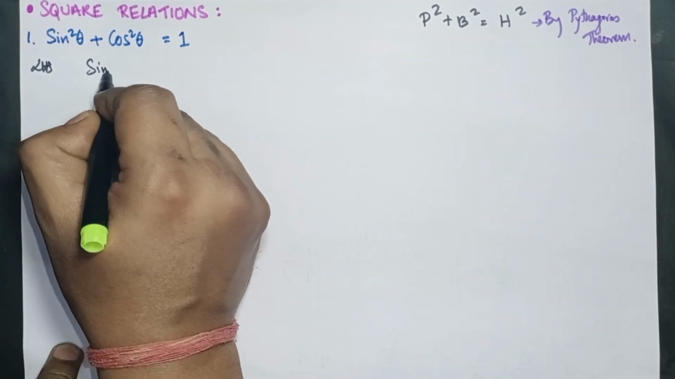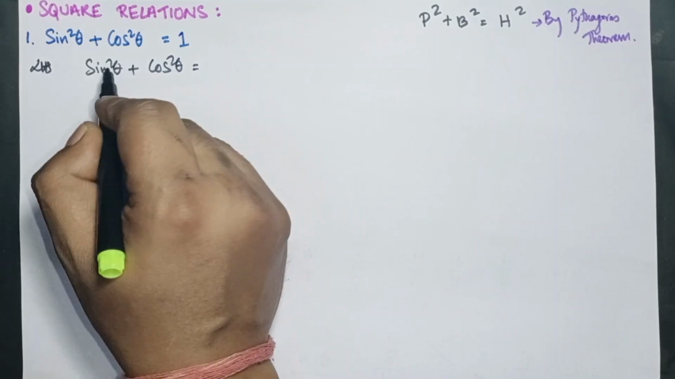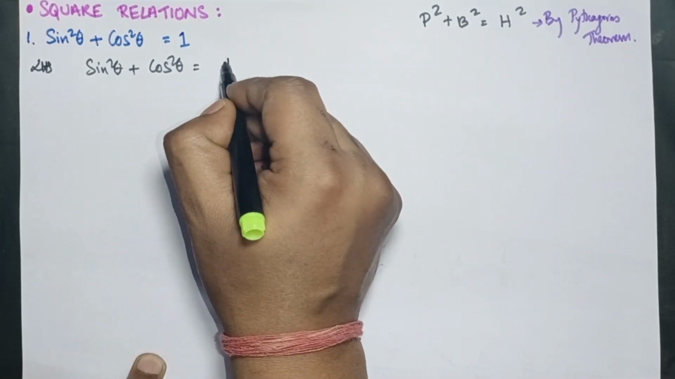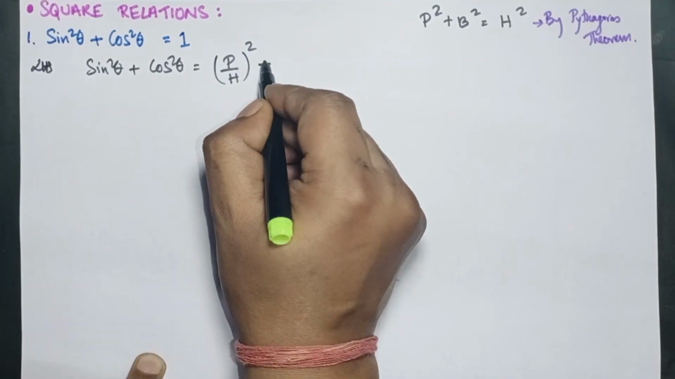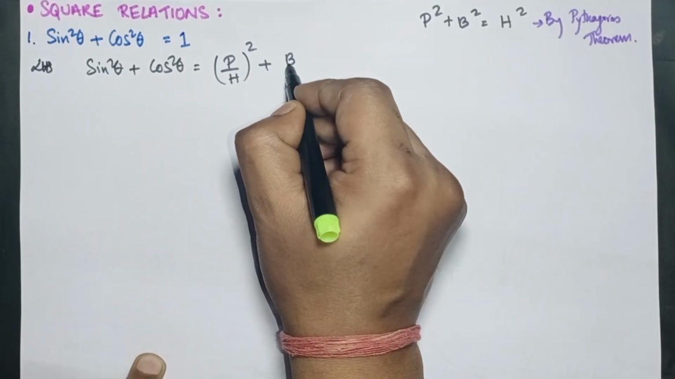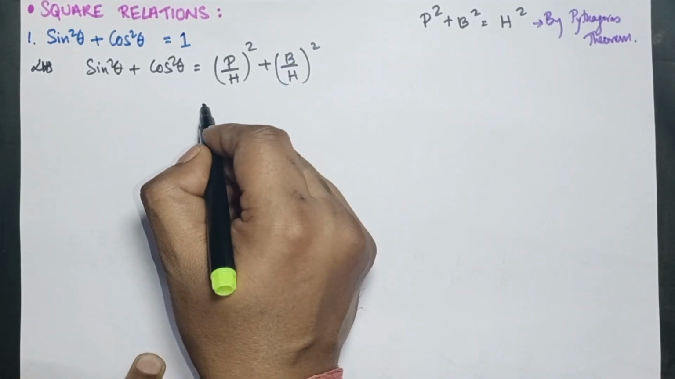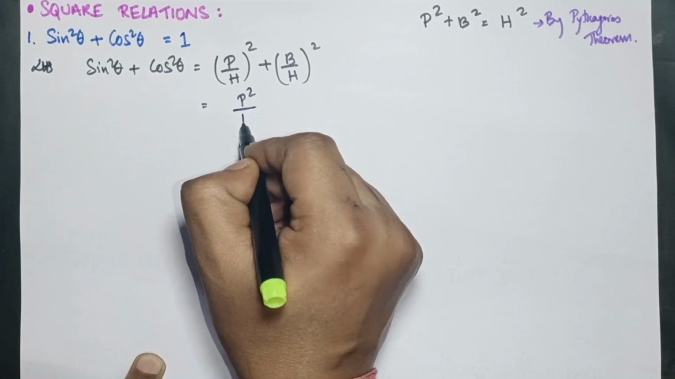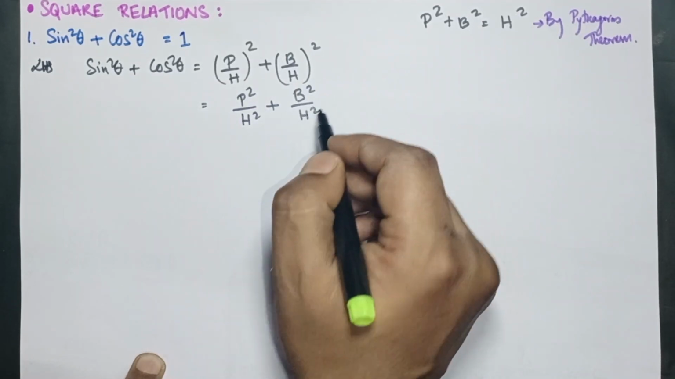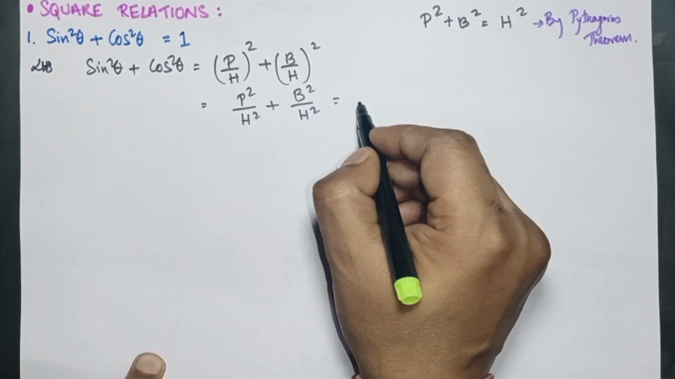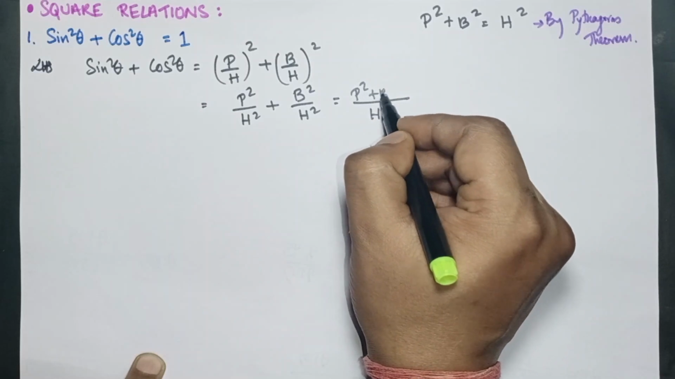So what do you have? Sine square theta plus cos square theta. Sine theta is p by h, and since the square is there, it will be whole square. Cos theta is b by h, so this will also be whole square. So I can write p square by h square plus b square by h square. Now if I take the LCM, it will be h square, so this will be p square plus b square.